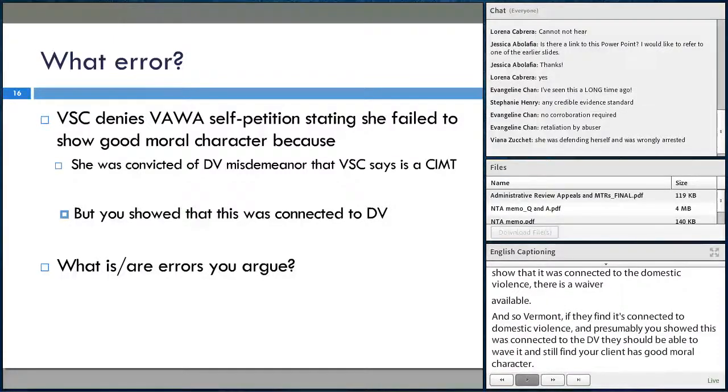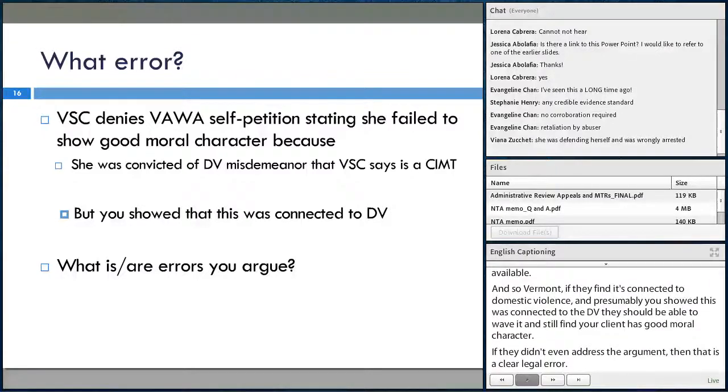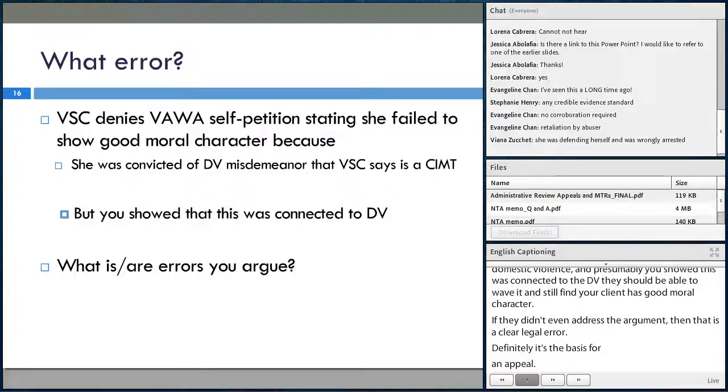And so if they didn't even address that argument, then that is a clear legal error and definitely the basis for an appeal. And the one piece in here that isn't mentioned that I would suggest you include, if you're making these arguments that there's an exception to the good moral character bars, is to point to the waiver that's available in the statute. Because Vermont isn't going to actually waive the crime of moral turpitude. They just have to see that there is a waiver.